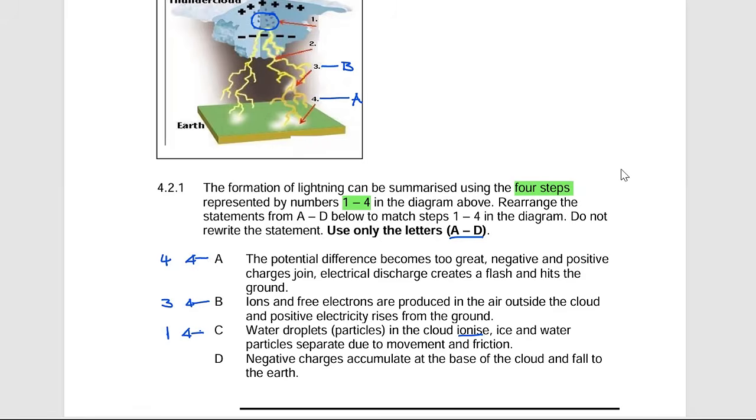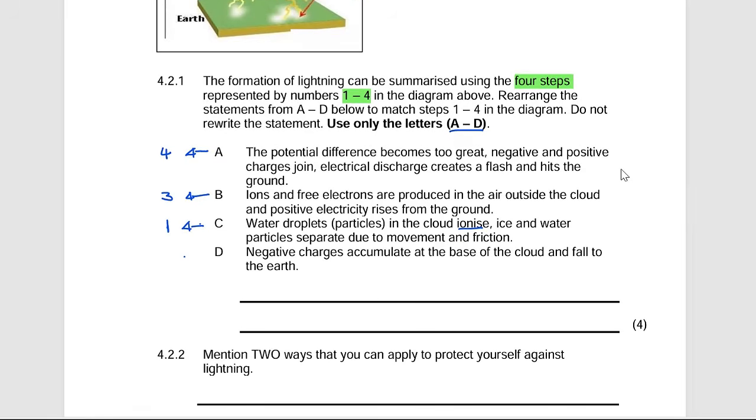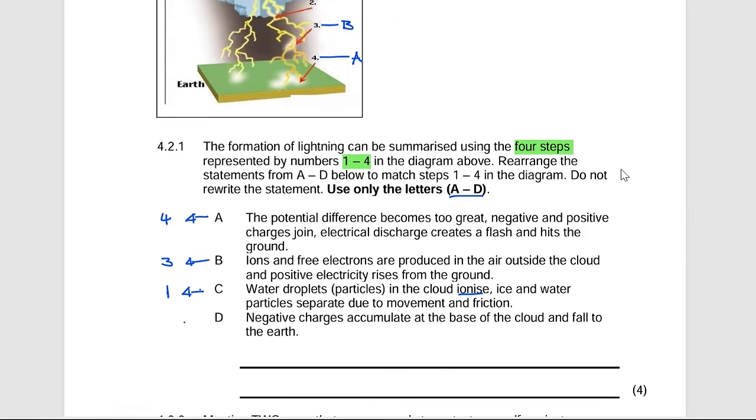Then after that you're going to have D. From looking at this, it's supposed to be option number 2. What happens at number 2, it says negative charges accumulate at the base of the cloud and fall to the earth. So that's what we're having there.